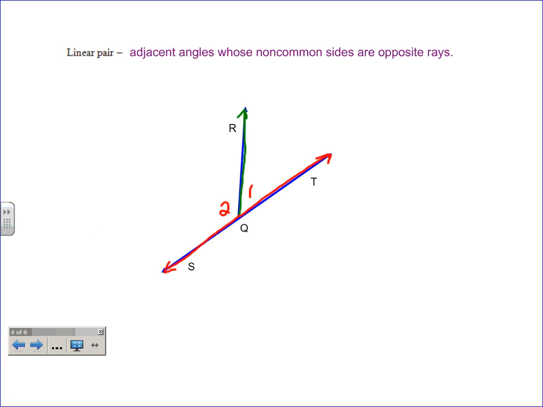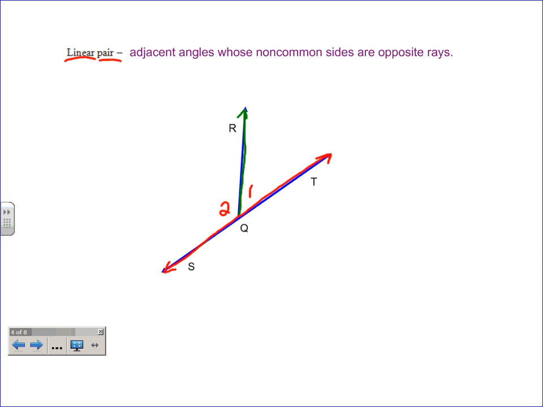So they're saying the non-common sides are supposed to be opposite rays. Are those opposite rays right there? QT and QS. So in other words, QT and QS basically come together to form a line. Oh, so basically it's a pair of angles that form a line. Right? That's basically what it's saying. So we actually know more about, are 1 and 2 going to be congruent? Could they be? They could be, but do we know for sure?